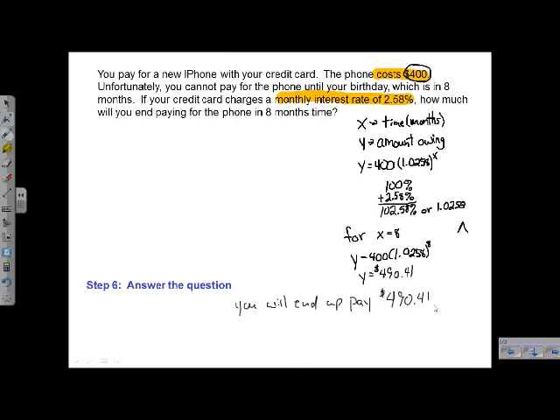And there we go. Now that last step may seem simple, but sometimes you'll have to actually do maybe one more quick step after that.